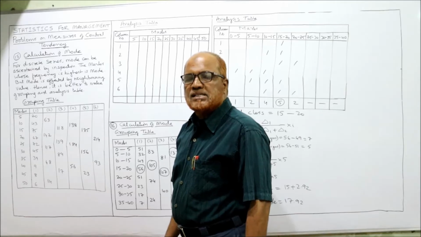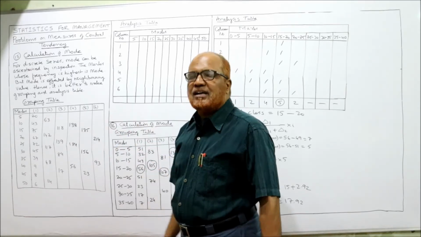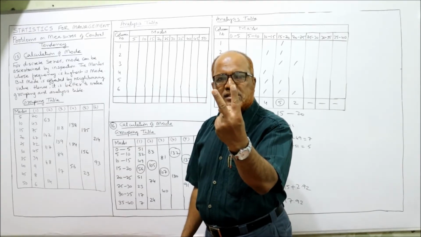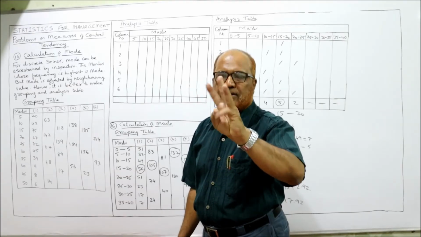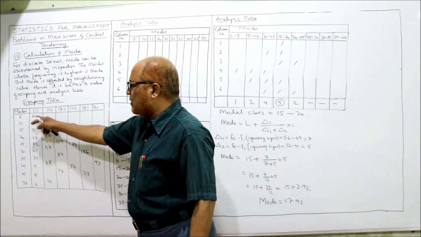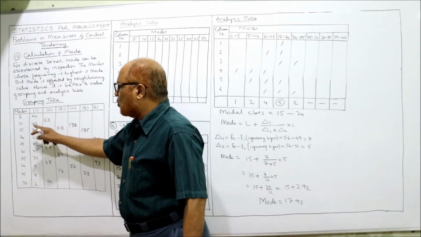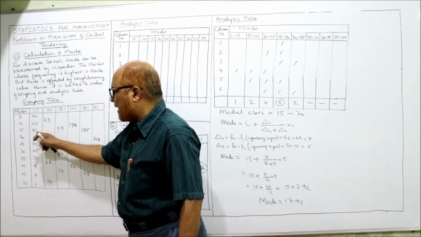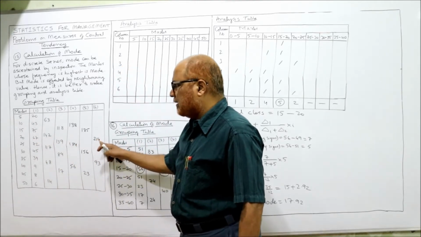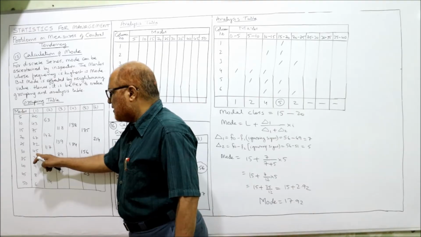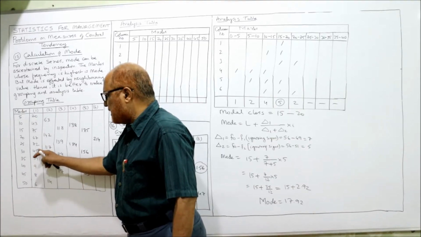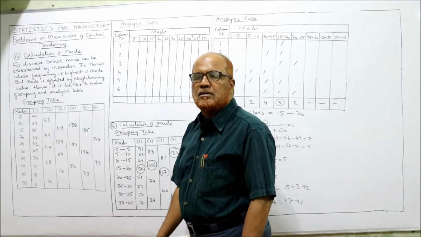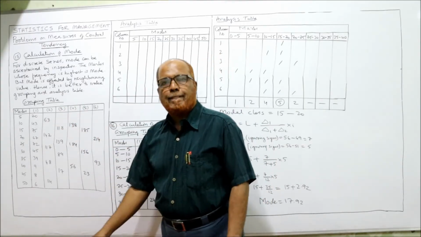How many columns are there? 6 columns. Last and final column, 6th column. Leave the first 2 frequencies and then group them in threes. 75 plus 67 plus 72. If you add up these 3, you will get 214. Then next, 45 plus 39 plus 9. If you add up these 3, you will get 93. That's it. This is called grouping table.